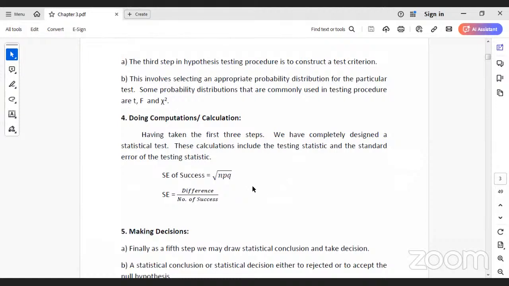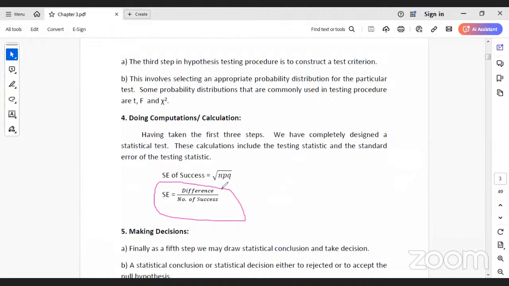After calculation and computation is completed here, this is the important part. This value is called the calculated value. We did the calculations. Who did the calculations? We did the calculations. So that is the calculated value.